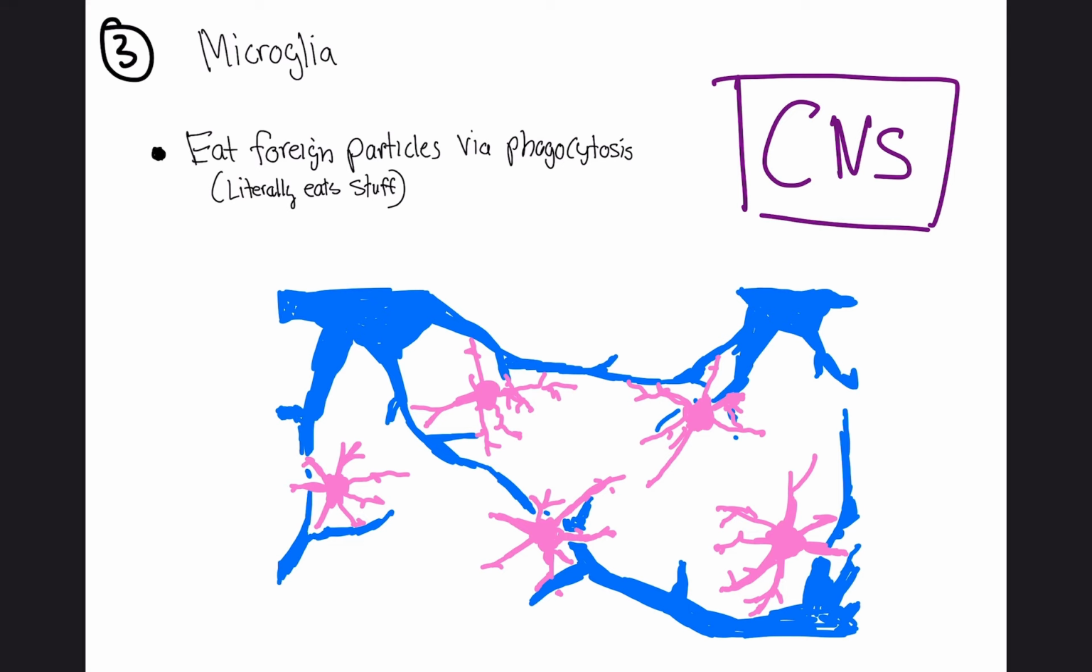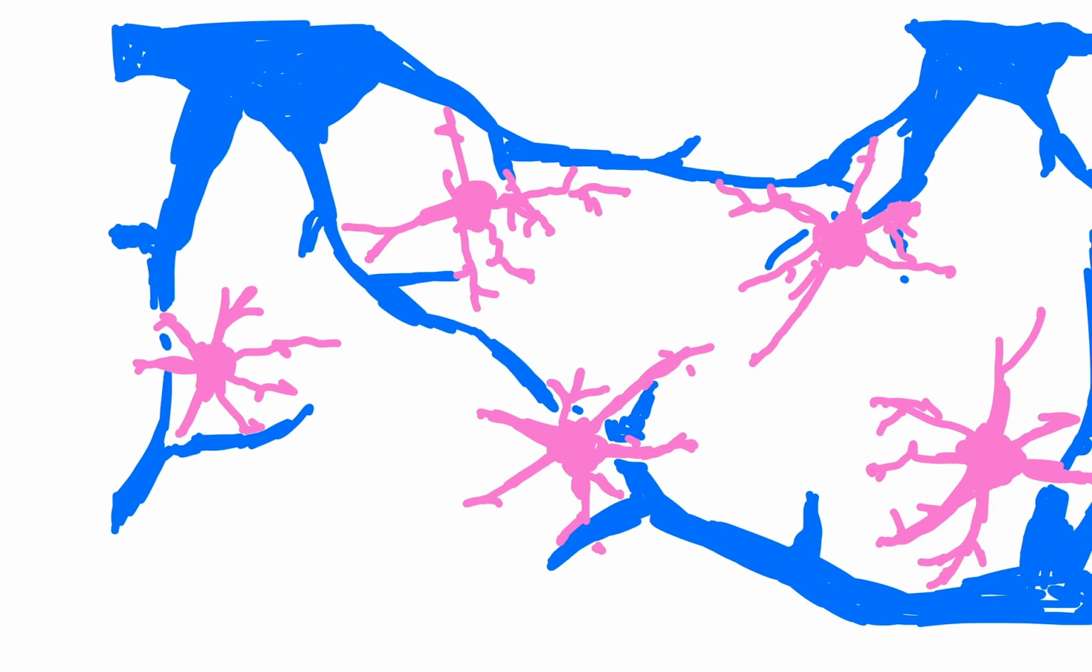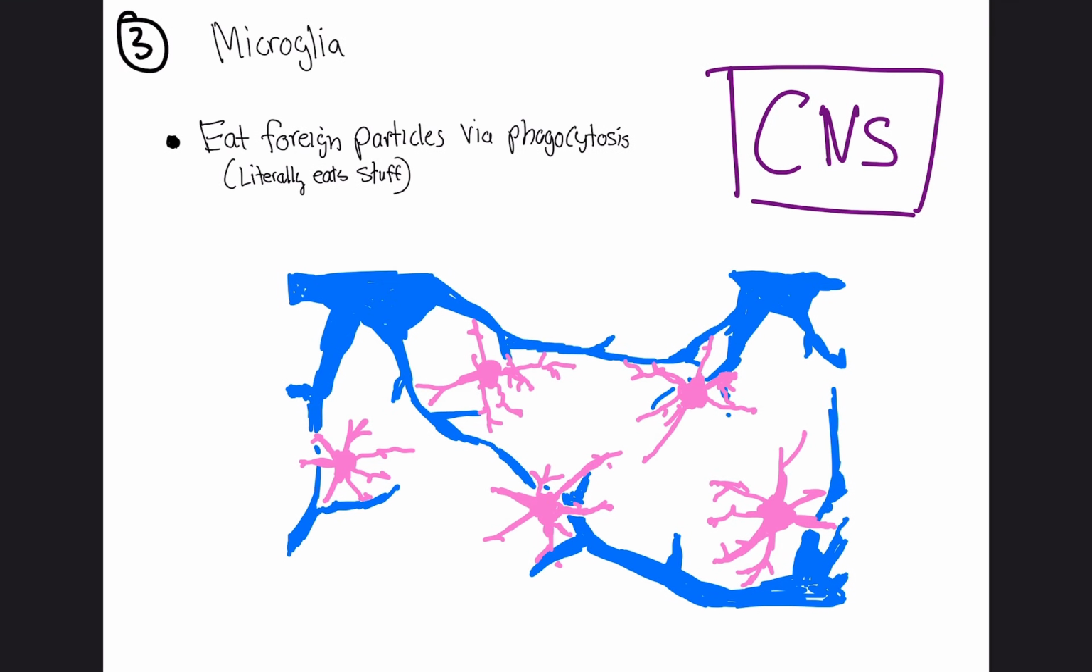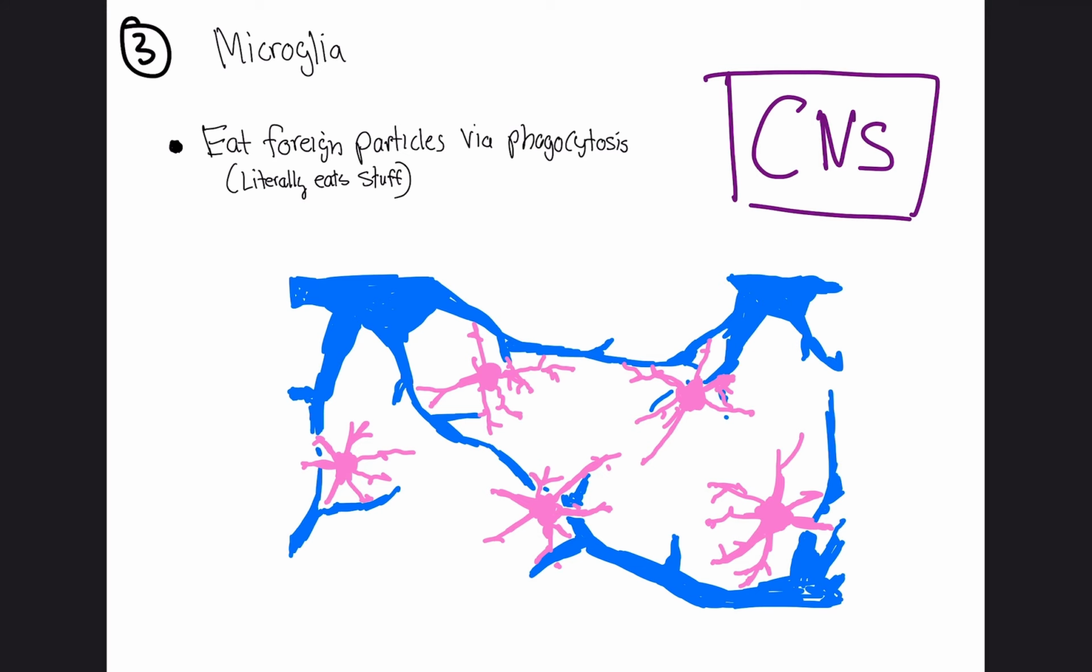So the pink things, they kind of look like astrocytes, but they're smaller with fewer branches, and they stick to the neuron. Do you see how they're stuck on there? They're basically crawling on it. They literally crawl, but they kind of stay, it's weird. But they come and eat stuff up.